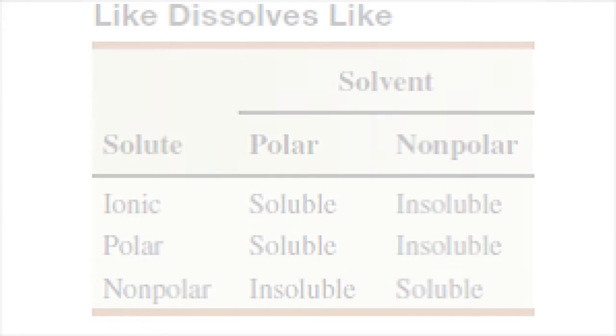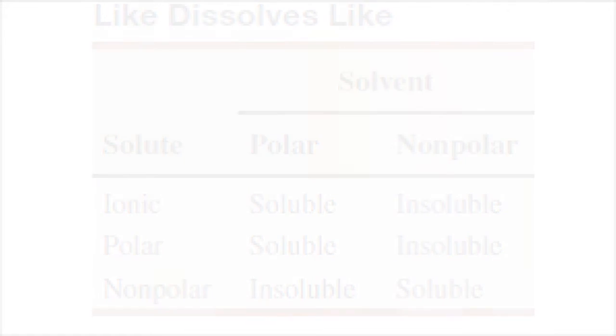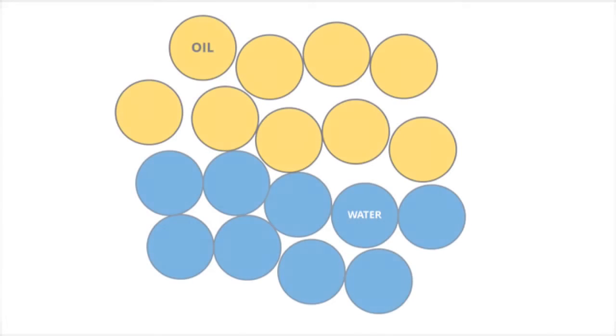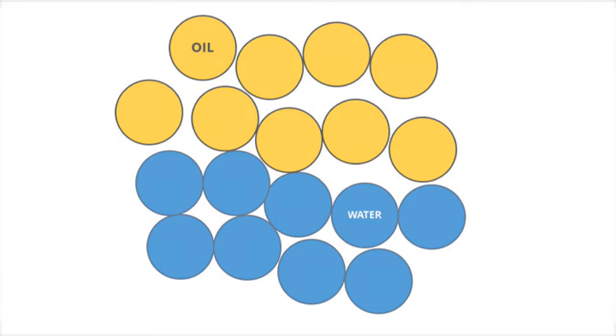When talking about solubility, just think that like dissolves like. Thus, polar liquids will dissolve other polar substances, while non-polar liquids will dissolve non-polar substances. This is the reason why oil separates from water, because water is polar and oil is a non-polar hydrocarbon.